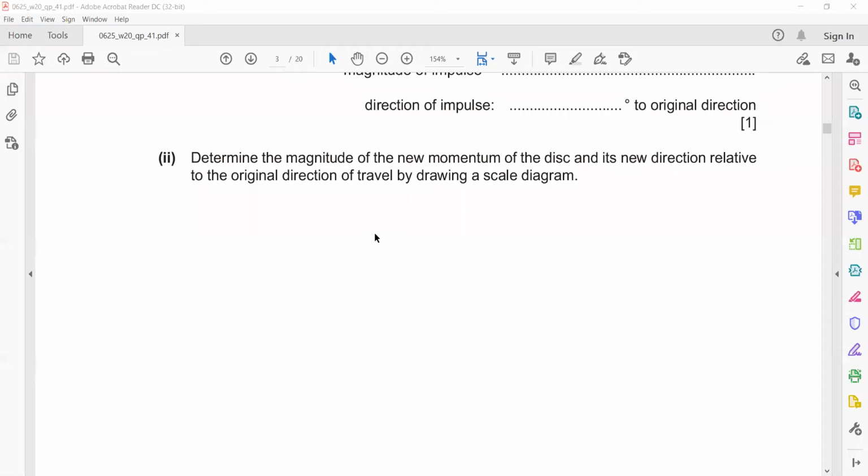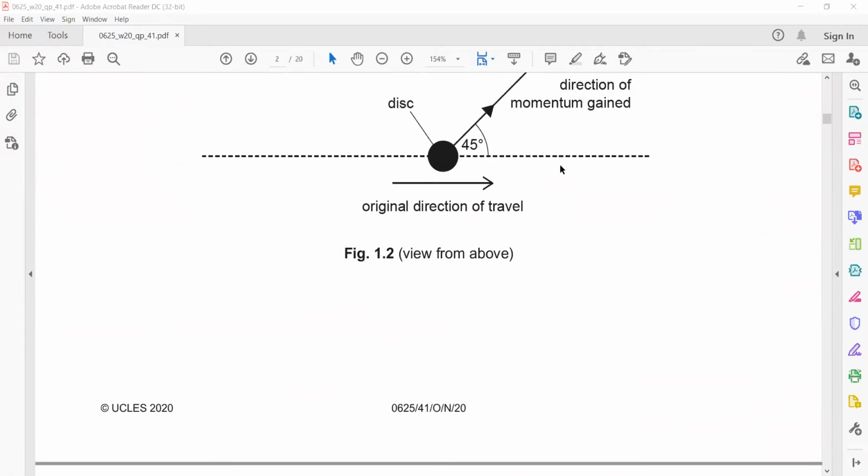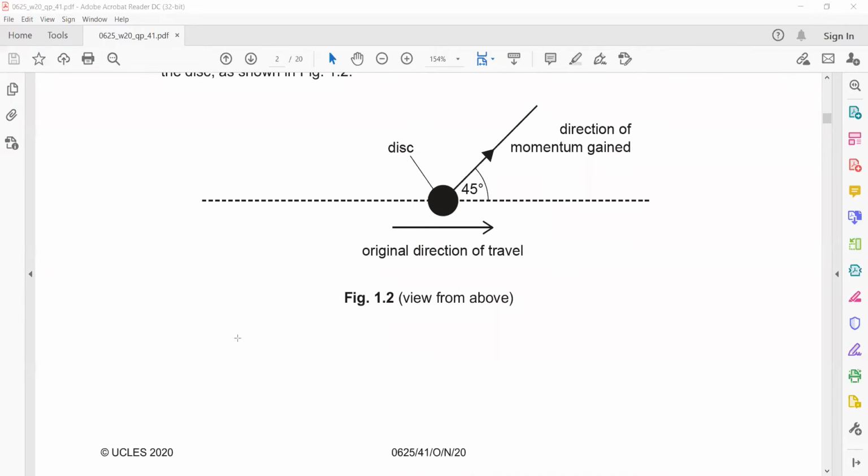The next part: determine the magnitude of the new momentum of the disk and its new direction relative to the original direction of travel by a scale diagram. So we have to use a scale diagram or a vector diagram. Look, the original momentum was 2.4 kilogram meter per second. The change in momentum, or the gain in momentum, is 3 kilogram meter per second, and the angle between them is 45.